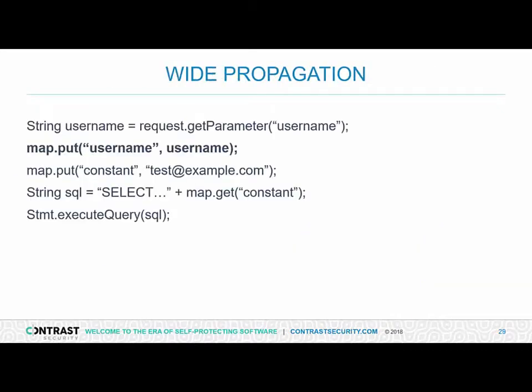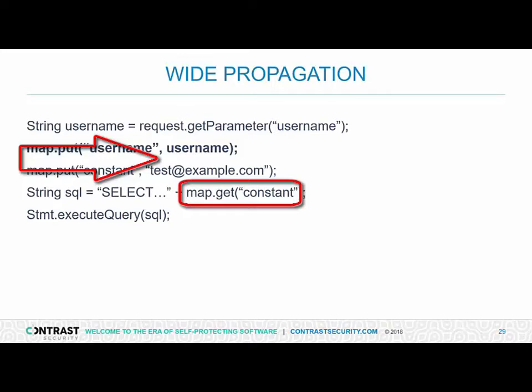Now, one of the issues with this is the context of wide propagation: when we go to do this taint propagation or pass-through, how do we know where to actually apply that? So in this case, we have some basic code there that just says string username equals request.getParameter of the username, and then we put that into a map. A map is a very common key-value data structure that's used by a number of applications to just track a large variety of points of data.